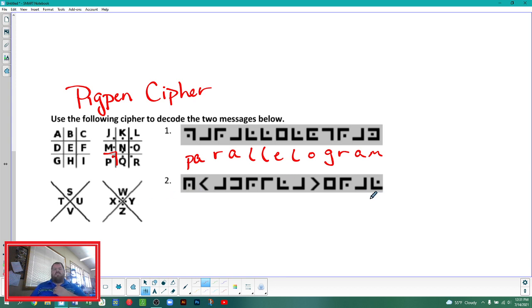I'm going to let you go ahead and figure this one out. This one's going to incorporate the ones at the bottom with the angle-looking symbols.